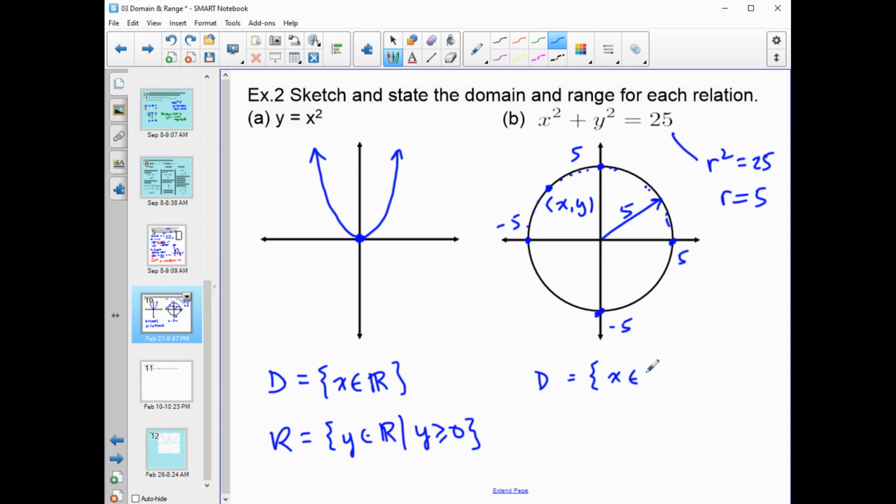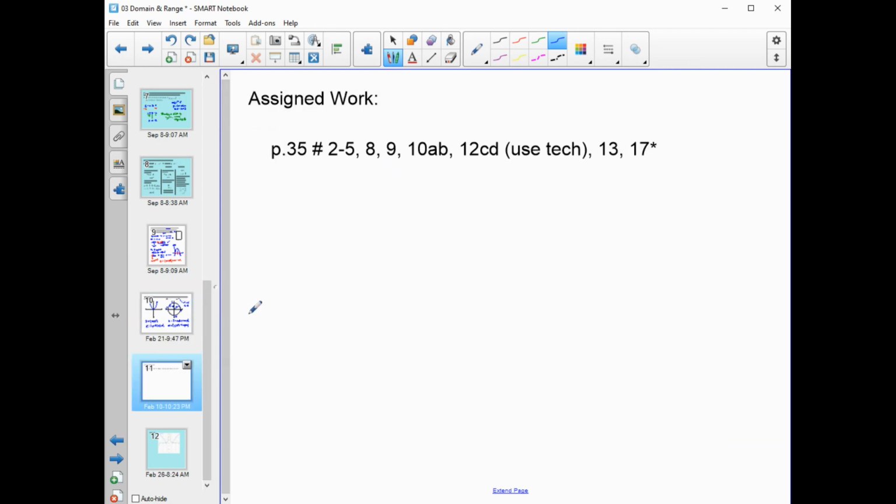And it's going to be x member of R such that it goes between -5 and +5. X is going to be between them, and because it includes the values at the extremes, we use an equal sign. In this case, it turns out the range is exactly the same, y member of R, such that -5 less than or equal to y less than or equal to +5. And I believe that is it for this particular lesson.